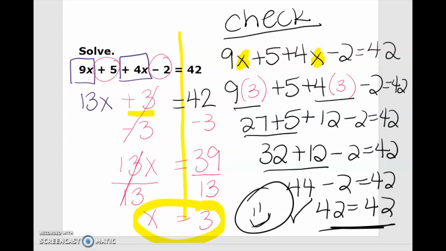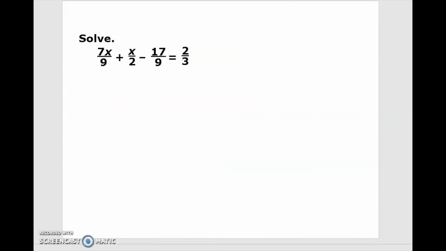Now, this next problem we're going to look at is a little bit tricky. It might look a little scary at first, so do not freak out. I know some of you just kind of had a little bit of a panic attack there because you saw those fractions. Don't worry, we're going to be okay. Now, I'm going to show you how to clear the fraction. So we've got all of these fractions, and what we want to do is think of a common denominator between 9, 2, and 3.